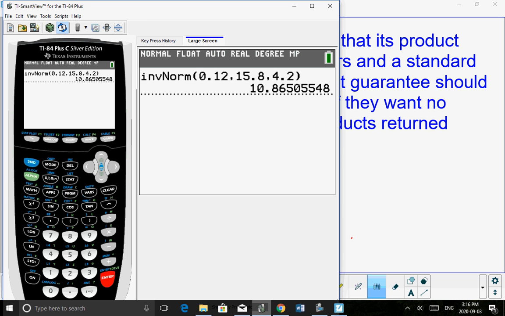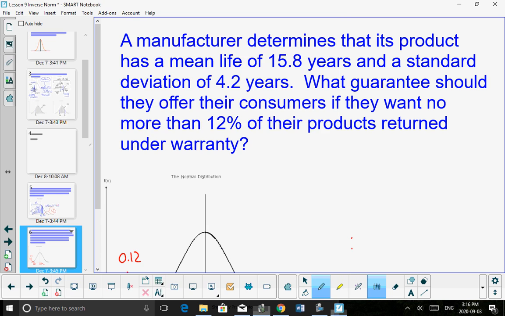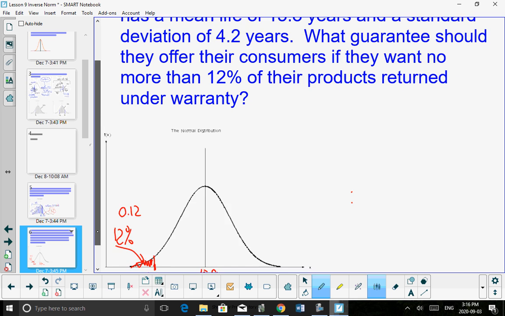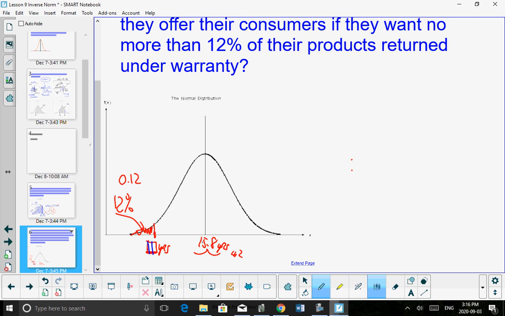So 10.9 years, or about 11 years. So they're going to warranty those microwaves for 11 years. Now, that's not really reasonable, right? Most of the time, they don't want more than like 1% returned. They want very, very few returned because otherwise it costs them money. But again, when you have warranty questions, that percent returned is just the area that you're looking for.